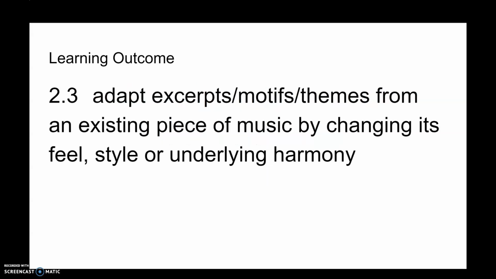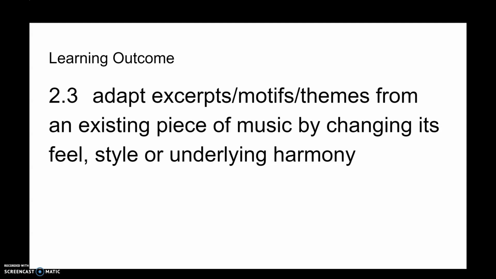So you're all familiar with learning outcomes, and the learning outcomes you have to be familiar with and what you have to have done by the end of 3 years of junior cycle music. And the specific learning outcome we are dealing with here is learning outcome 2.3, which is we have to adapt excerpts or motifs or themes from an existing piece of music by changing its feel, style, or underlying harmony.